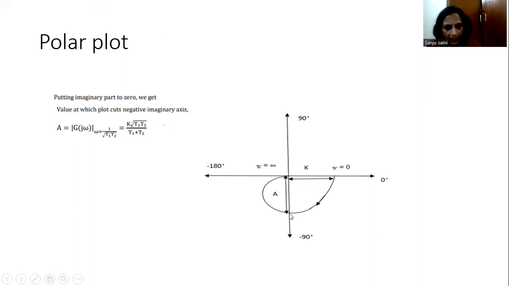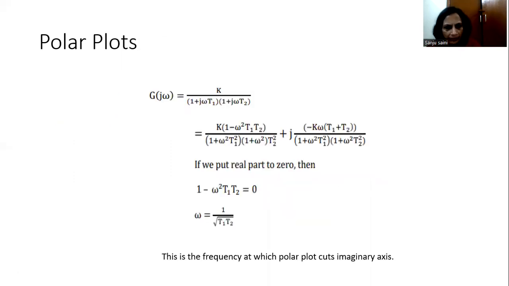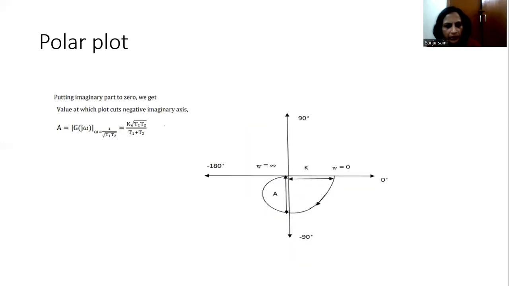Here we have the magnitude A, and the angle is -90 degrees. Here the magnitude is equal to K, and the angle is equal to 0. And then here the magnitude is equal to 0, and the angle is equal to minus 180 degrees. So at three values of frequency, omega equal to 0, omega equal to 1 by root of T1 T2, and omega equal to infinity, we get the magnitude and the phase. Then we draw the phasors and join their tips together to draw the polar plot, and the polar plot takes this shape.